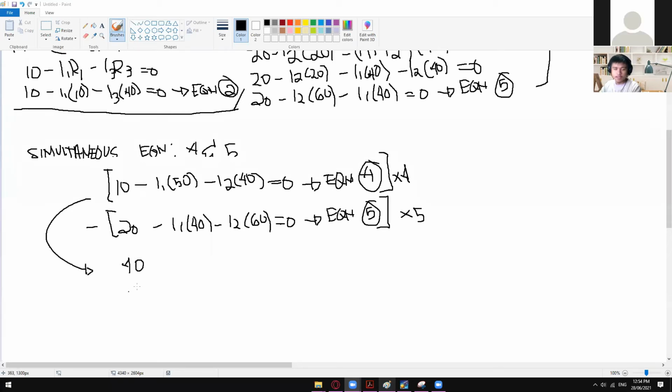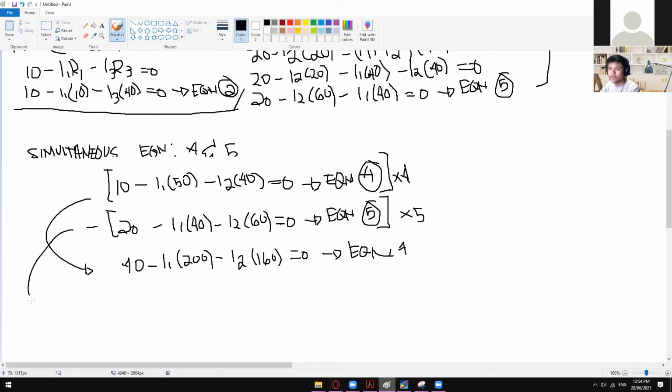Okay, so let's now continue this one. So again, just multiply this equation by 4. So 10 times 4 will become 40, and still a negative minus I1. So 4 times 50 will become 200, and then still negative minus I2. And this one will become 160. So 40 times 4 is 160. Okay, equal to 0. So this is now our equation number 4.